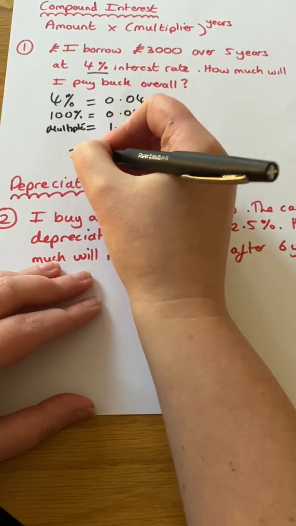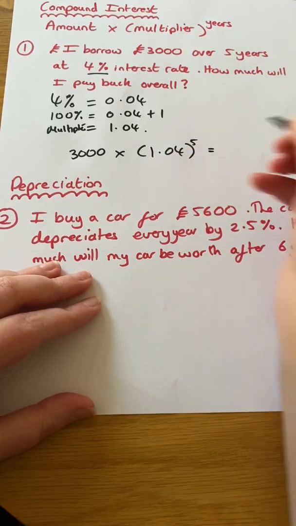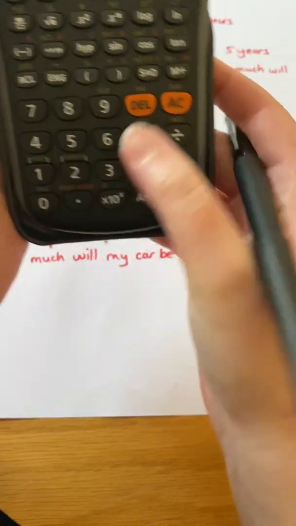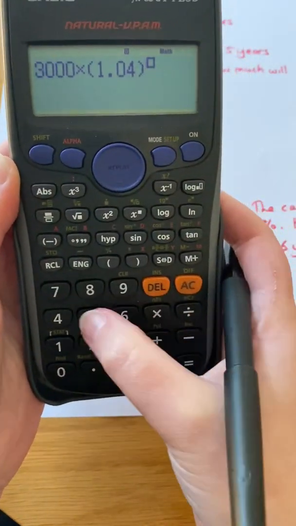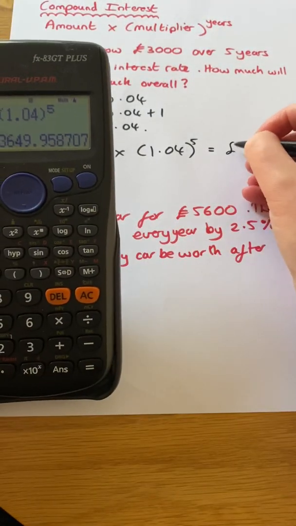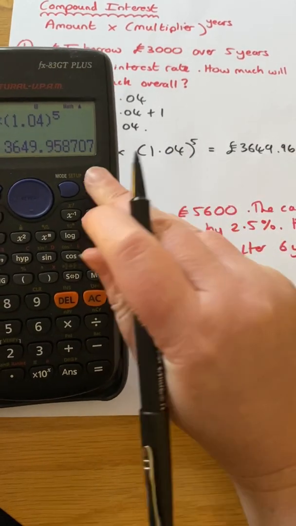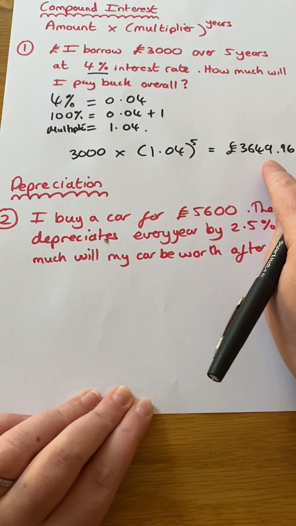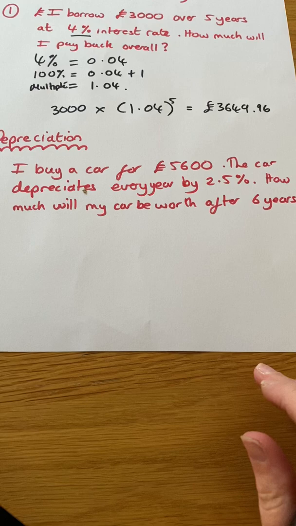Then you're going to put that into the formula. So the amount is 3,000, which is the amount of money. Your multiplier is 1.04, and then the number of years is 5. And you type in all of that into your calculator. So you've got 3,000, okay, times by, make sure you open your brackets, 1.04, raised to the power of 5, and then obviously this is money, so we will be rounding this to 2 decimal places. So we've got 3,649.96, okay, if we're rounding that to money, 2 decimal places. So at the end of the 5 years, I would be paying back £3,649.96.